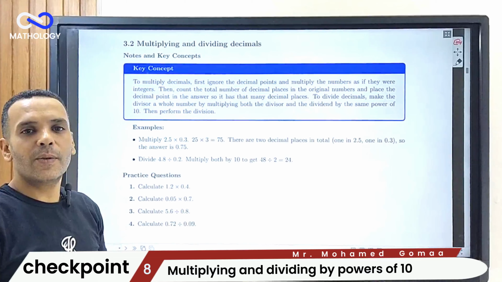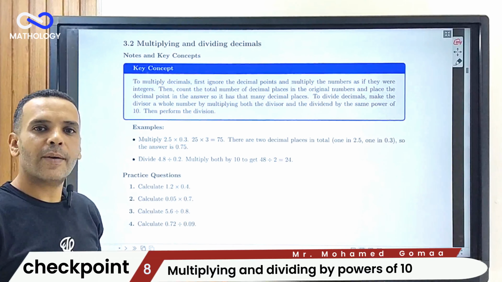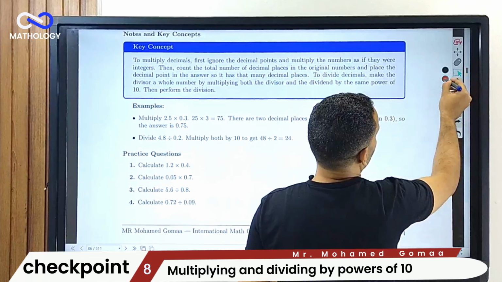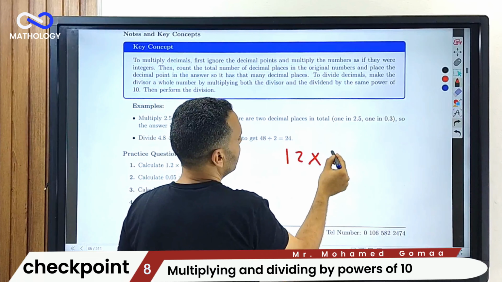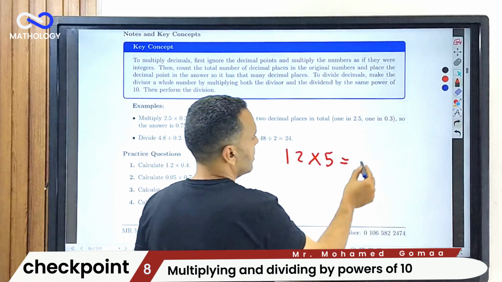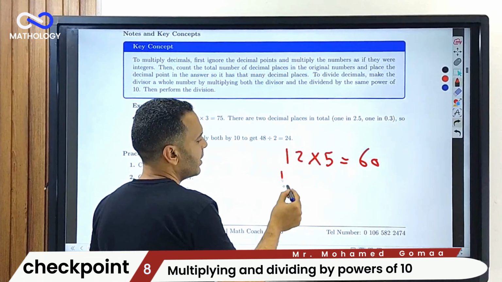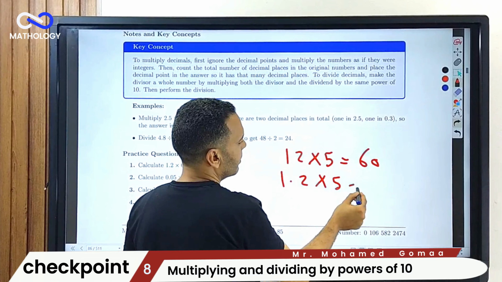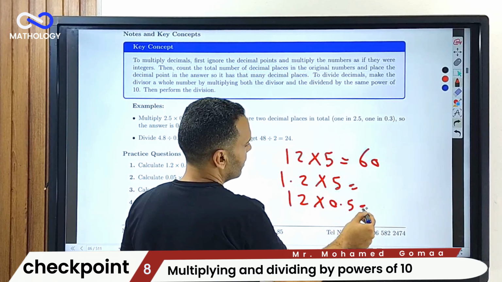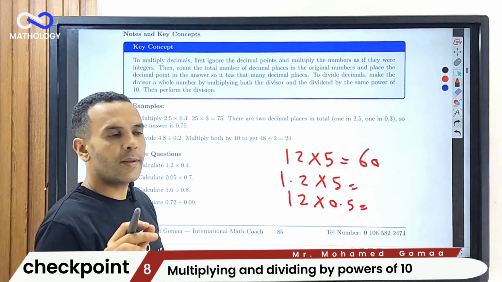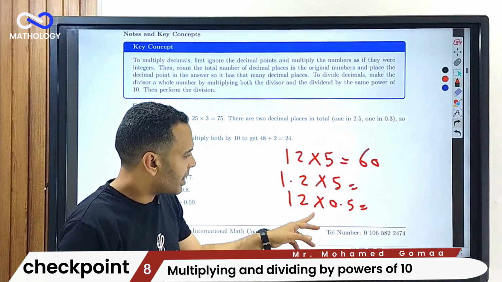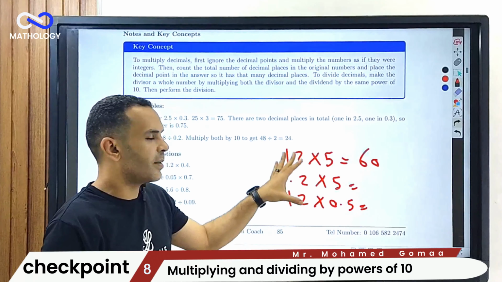Now we are going to learn how to multiply decimals and how to divide decimals. First of all, if I ask you about 12 multiplied by 5, you will say 60. If I said 1.2 multiplied by 5, or 12 multiplied by 0.5, notice that all of these numbers are the same.